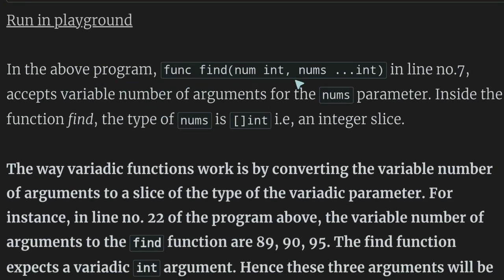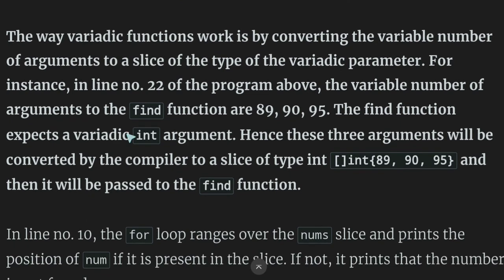In the above program, the function find accepts a variable number of arguments for the second parameter, nums. Inside the function find, the type of nums is actually an array of int, an integer slice. The way a variadic function works is by converting the variable number of arguments to a slice of the type of the variadic parameter. For instance, in line number 22 in the example, the variable number of arguments to the find function are the arguments that we passed in. The find function expects a variadic int argument, hence these 3 arguments will be converted by the compiler to a slice, which is basically an array if we're coming from different computer languages. Slice here means array, and then it will be passed to the find function.